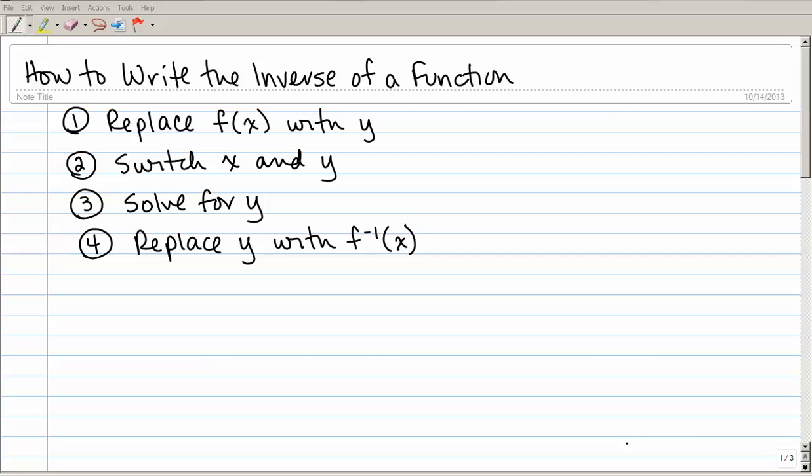Here's how to write the inverse of a function. Recall the steps that we have to follow. The first step is to replace f of x with y. Remember that f of x is just a fancy name for y. They mean basically the same thing.